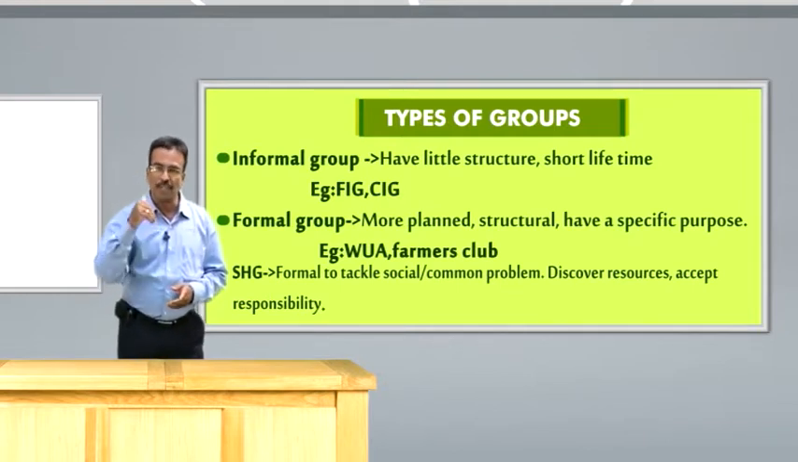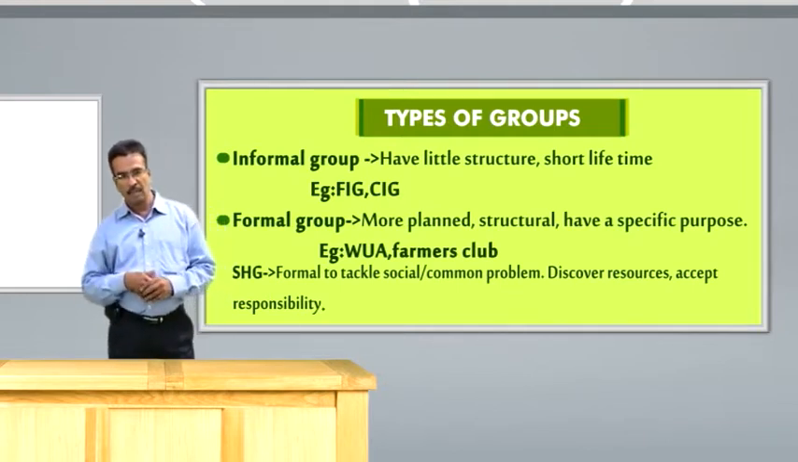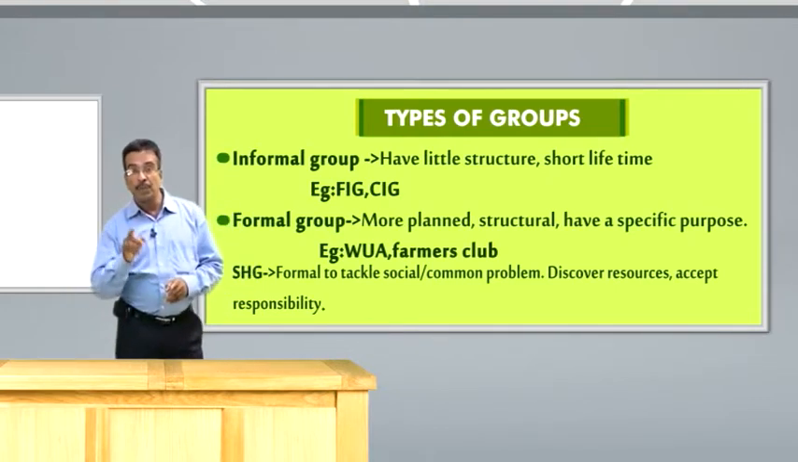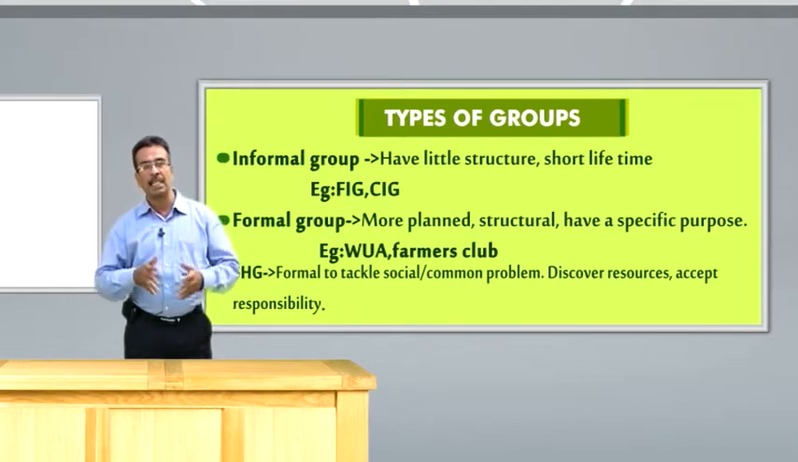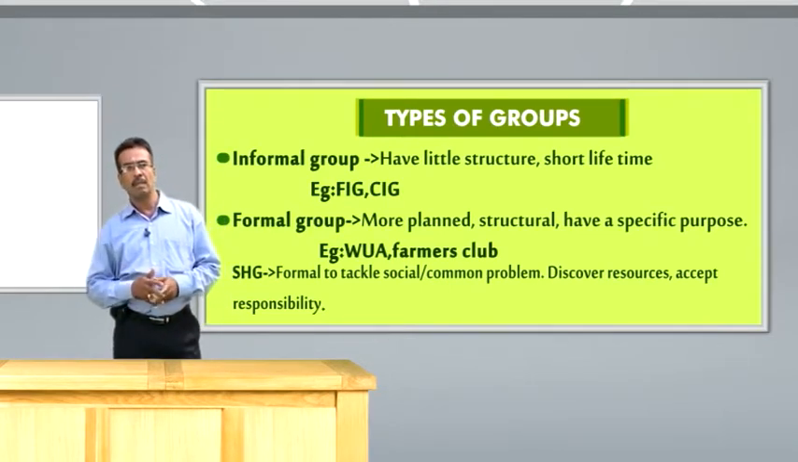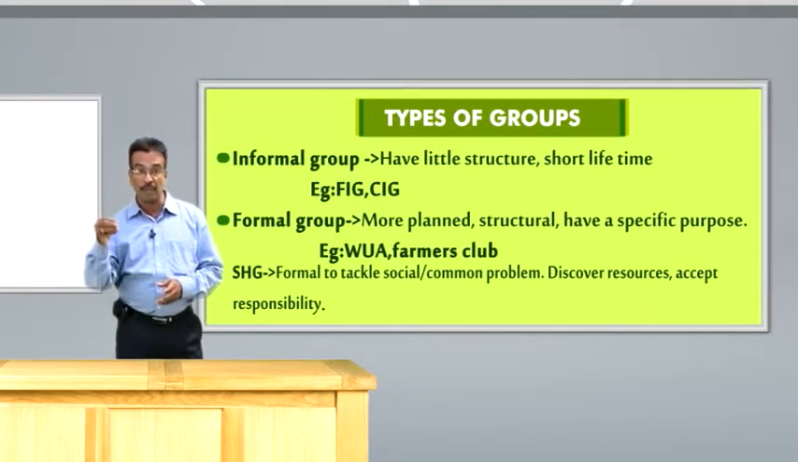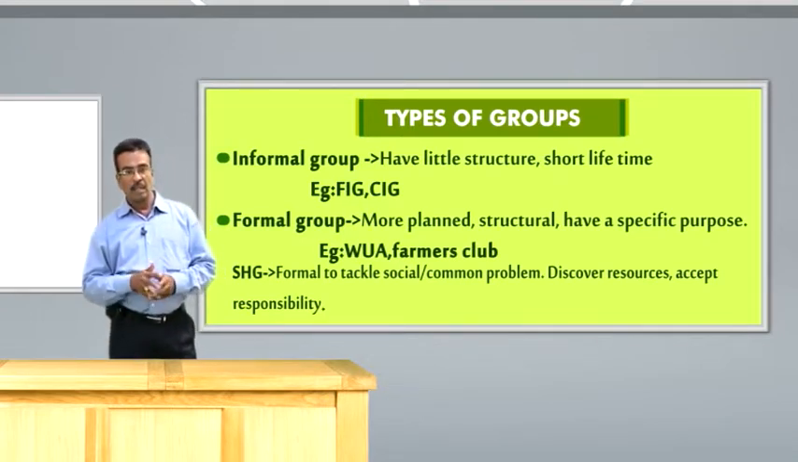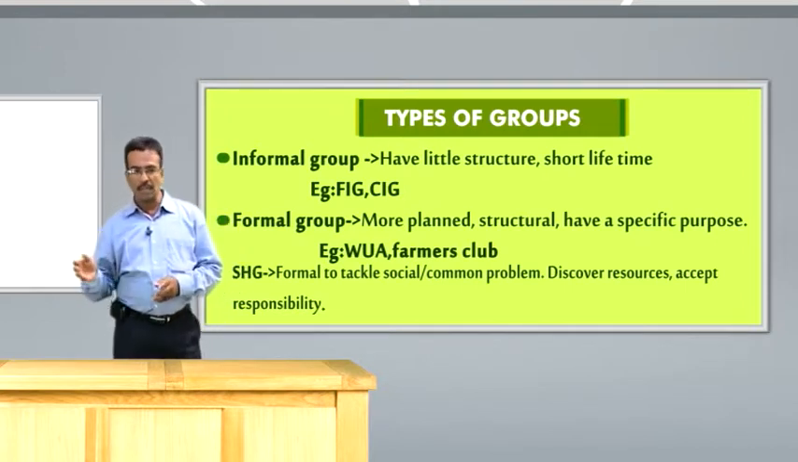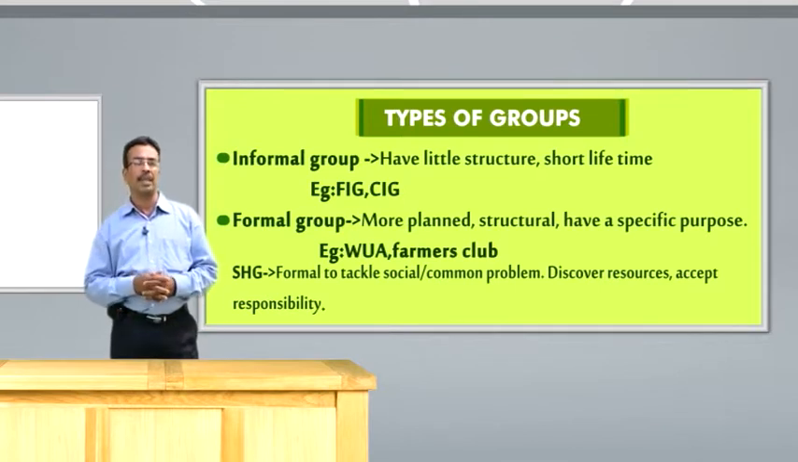Then the formal group, which has a more planned structure and a specific purpose. The water users association is a very typical example of a formal group, a highly structured one. And farmers clubs, a lot of which are registered with NABARD assistance. Then the self-help group, formed to tackle a common social problem, discover the resources and accept the responsibility. So these are the different types of classification.